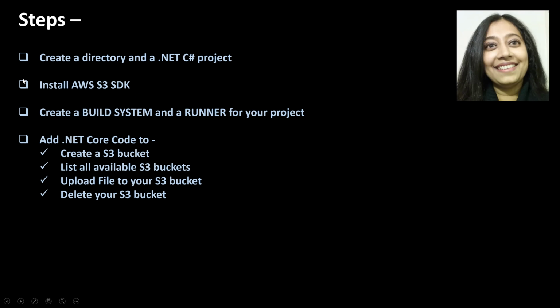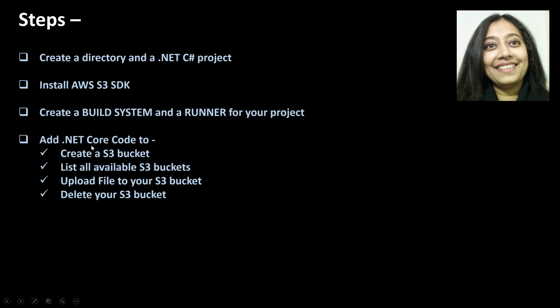High-level steps for our tutorial today. First and foremost, we will create a directory and then create a .NET C# project. This is a .NET Core 3.1 C# project. Once we have created a project, we will go ahead and install the AWS S3 SDK. After our SDK has been installed, we will create a build system, or a builder, or a build definition, and a runner for our project. Once our build system and our runner are created, then we will go ahead and start adding .NET Core 3.1 code to our project, right?